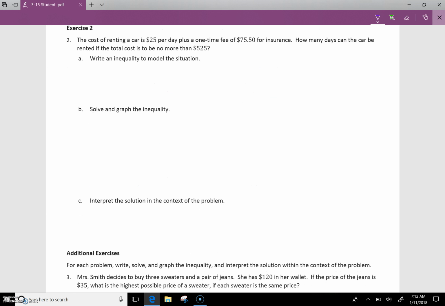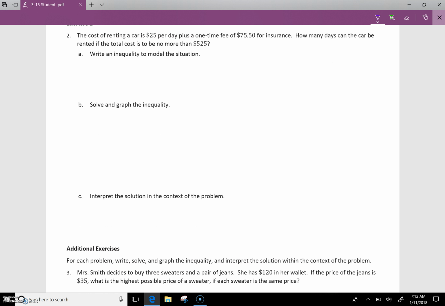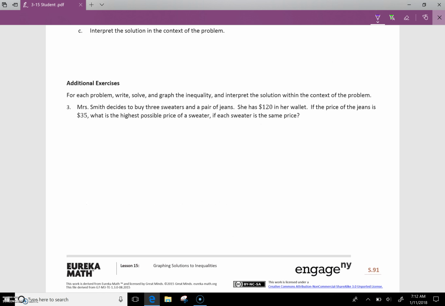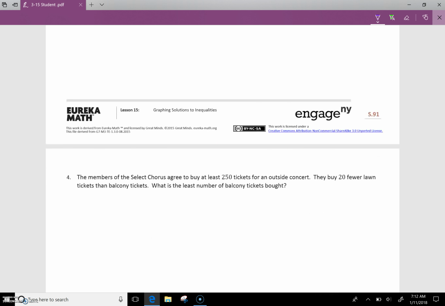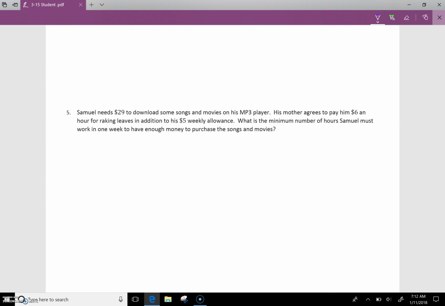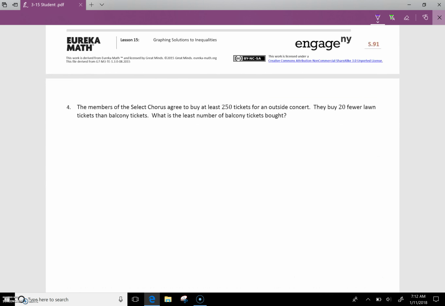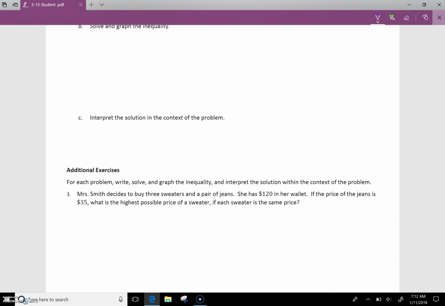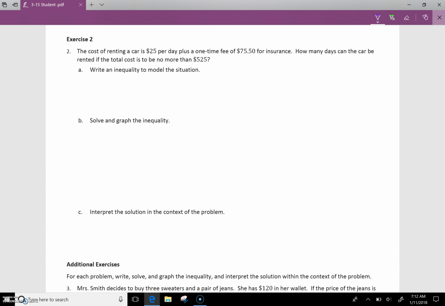Number 2, you are going to complete. I'm going to help you set up the inequality here, and then the video will be over. And I want you guys to finish exercise 2 and then complete these additional exercises 3, 4, and 5. Those are going to be your homework questions. So let's set up number 2, and then you guys are going to be off and rolling on your homework.